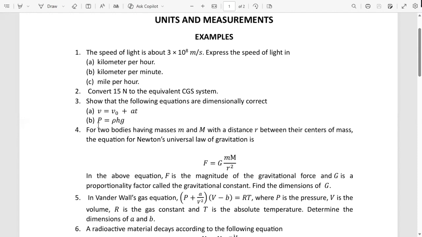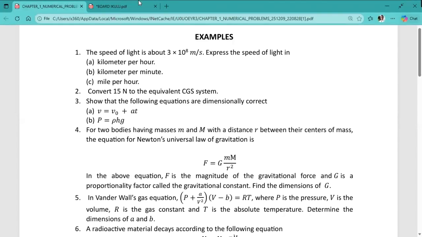Any question? Okay, so if there's no question, we can move on to question 2, which is saying convert 15 newtons to the equivalent CGS system. Convert 15 newtons to the equivalent CGS system.